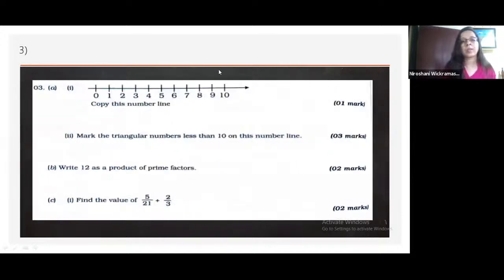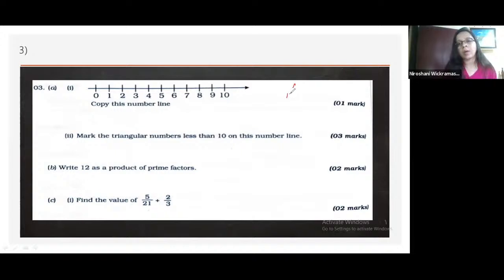Next one, third one. Copy this number line. Mark the triangular numbers less than 10 on this number line. What are the triangular numbers? I told you, when we arrange a triangle like this, maybe we can make a triangle 1. Here 3 are there. If you have been to the supermarkets, you can see they have arranged the tin cans like this arrangement, right? The triangular pattern. So we can get triangular numbers up to 10 like this.